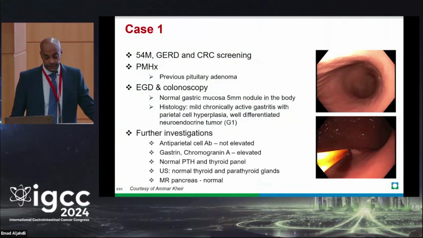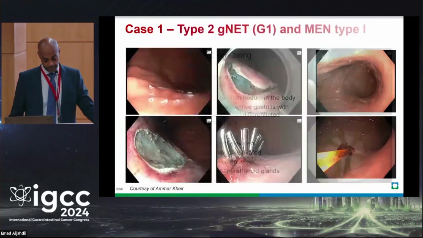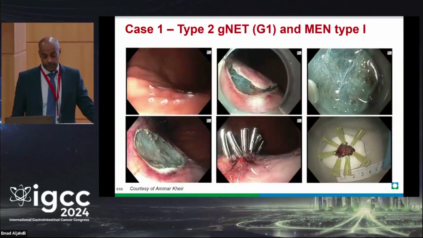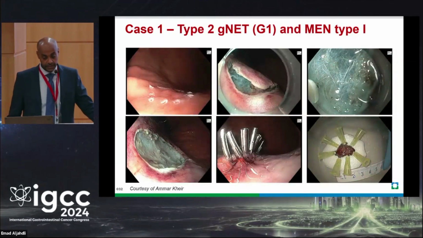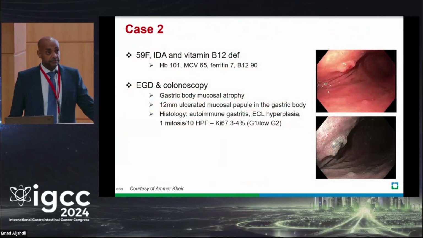So he had further investigation, and his antibodies were not elevated. Chromogranin A and gastrin both were elevated, with a normal PTH and thyroid panel, and ultrasound and MRI of the pancreas, because these patients may have MEN1. You probably recognize already, this patient has MEN1 syndrome. So we performed endoscopic resection by ESD, and the patient had a full resection, and he's on regular follow-up now for almost 4 years.